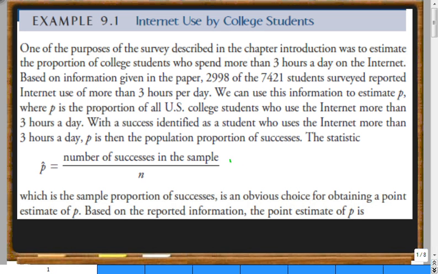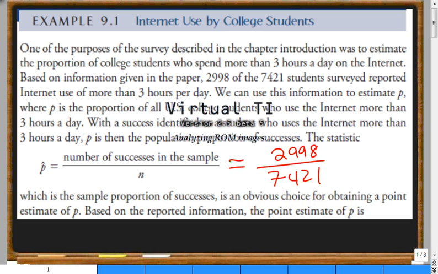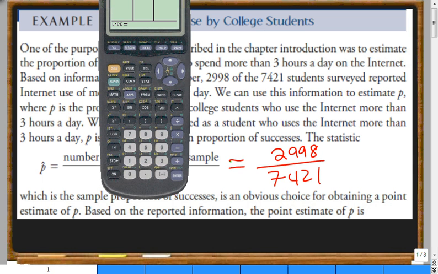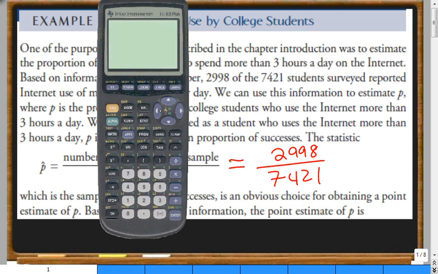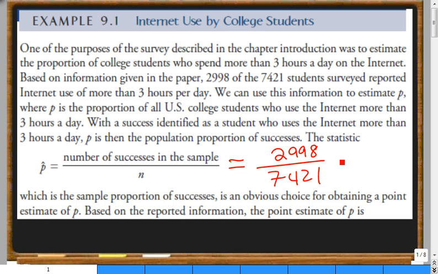Okay, so the number of successes, the number of people that we're trying to look at here, we have 2,998 out of 7,421. And so if we're trying to use this to help us, 2,998 divided by 7,421, we get 40.4%. That's a pretty good estimator, 40.4%. So that would make sense to use as an estimate.